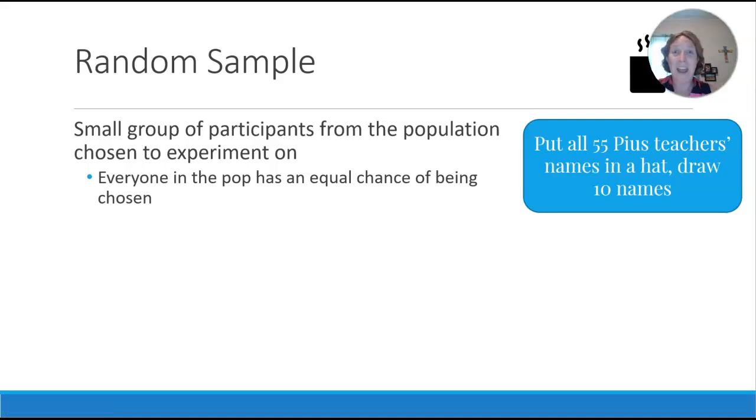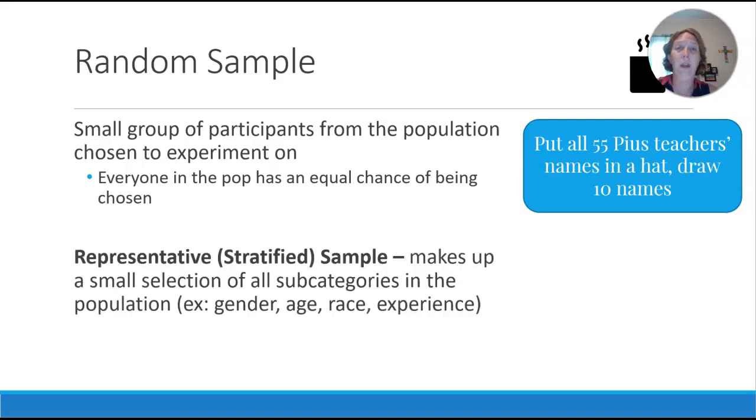As I was saying, the reason we put all 55 Pius teachers' names in a hat and draw 10 is that everyone in the population has an equal chance of being chosen no matter what. There's no favoritism of my friend teachers or the teachers that I think are most crabby or most happy. None of that. It's all random out of my population of teachers.